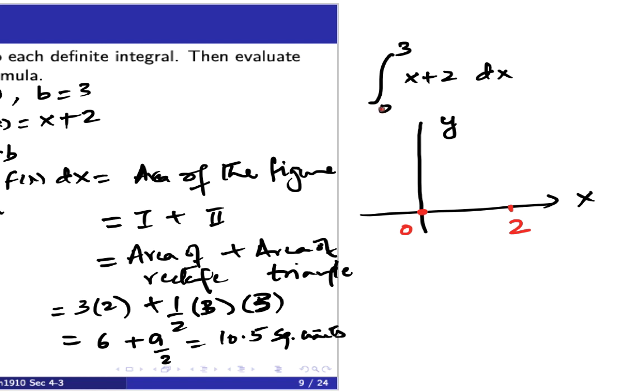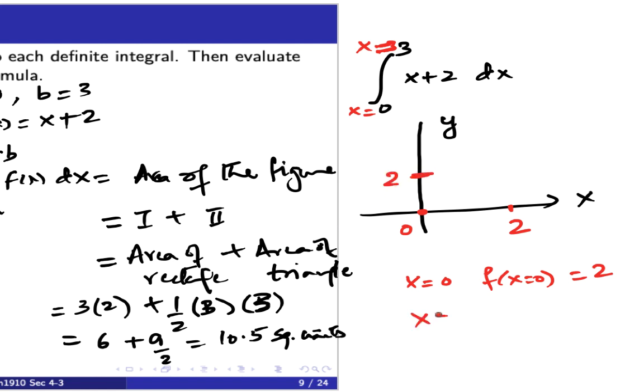Now you have to look at the value of the function, because you need to know what kind of geometric figure we're going to have. So we are going to look at the value of the function when x, the lower limit, is 0. These are the x vertical lines. Remember that. This is x equals 3. So when x is 0, what is the value of the function? It's 2. So that's where my graph will start.